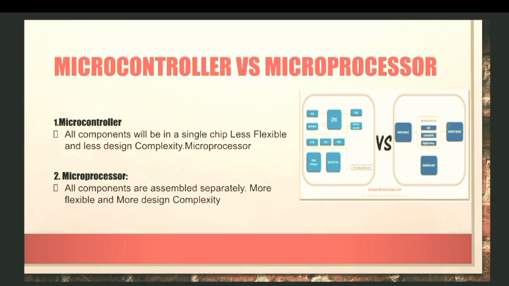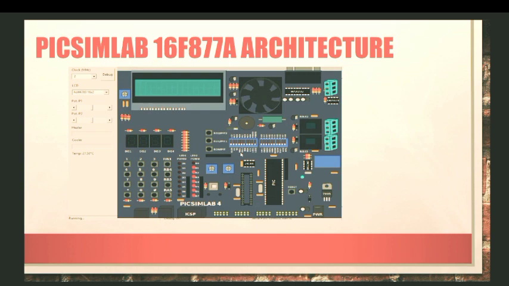CLCD is a character liquid crystal display, having two types: 16x2 display and 16x4 display. It displays ASCII characters and special characters also, and has two types of communication modes, 4-bit and 8-bit.